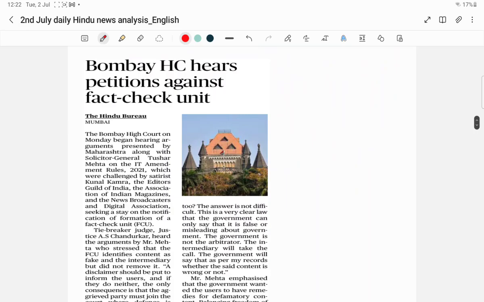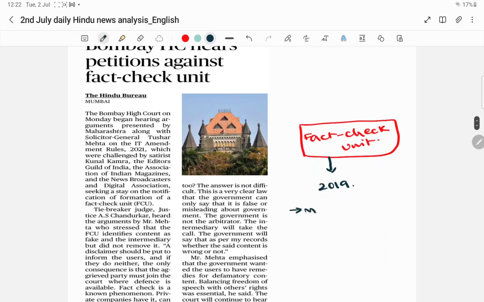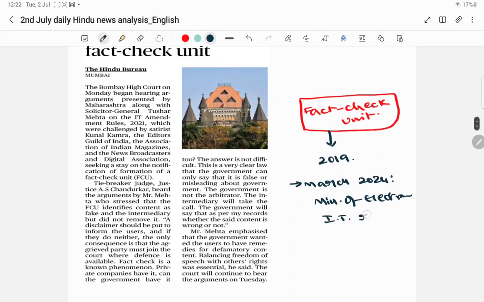Bombay High Court hears the petitions against the Fact Check Unit. Friends, there is an organization called the Fact Check Unit. What is this Fact Check Unit all about? The Government of India constituted this Fact Check Unit in the year 2019, and in March 2024 the Ministry of Electronics and Information Technology notified this particular body under the IT Rules 2021. Let me repeat again: the Fact Check Unit was established in 2019, and in March 2024 the Ministry notified it under the IT Rules 2021.